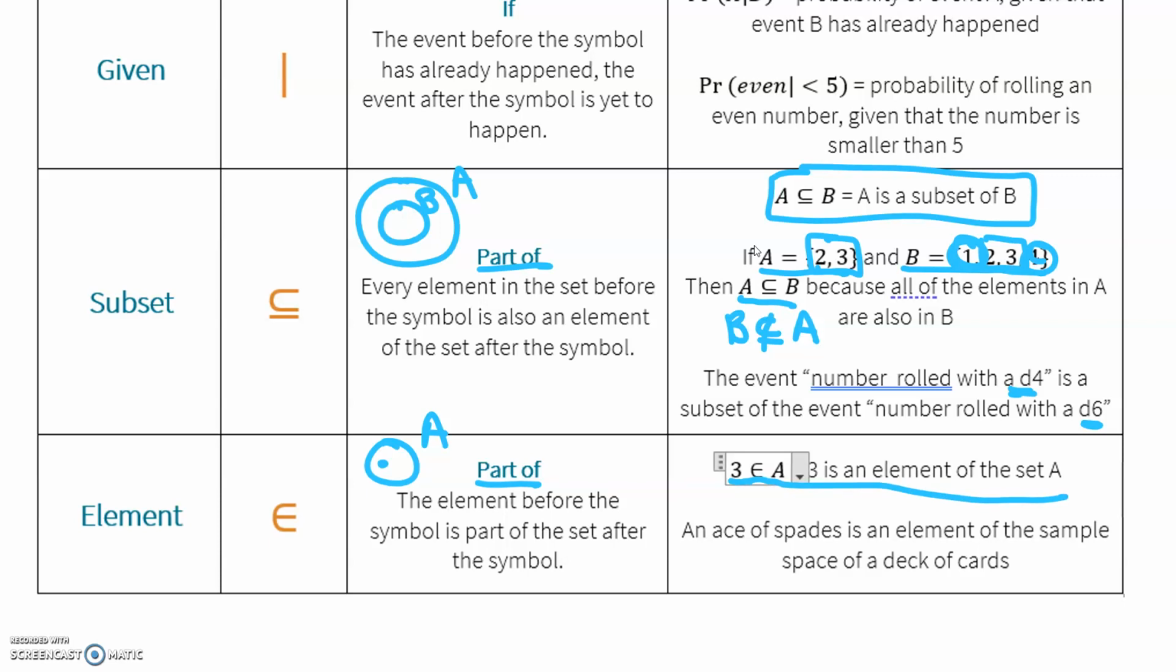And to give a hard hands-on example, an ace of spades is an element of the sample space of a deck of cards. So if I pull a random card out of a deck, the ace of spades is one of them. It's an element of that set. And that's it. That's a very long video.